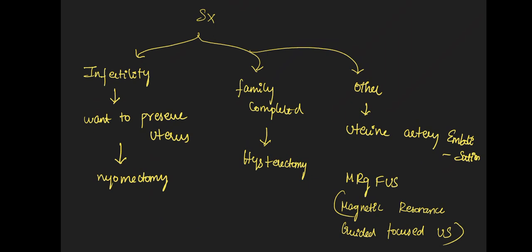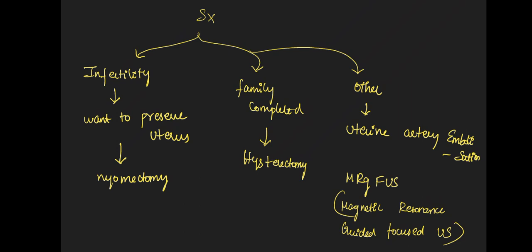Coming to the surgical management, if the woman has infertility because of the fibroid and she wants to preserve the uterus for future pregnancies, then for them the surgery of choice is myomectomy. That is, we excise only the fibroid and the uterus remains in place.